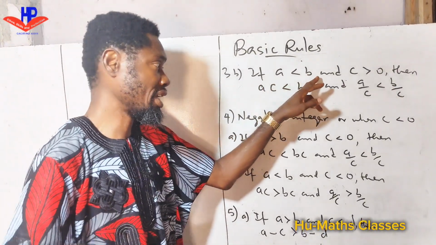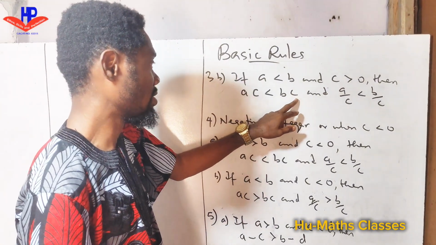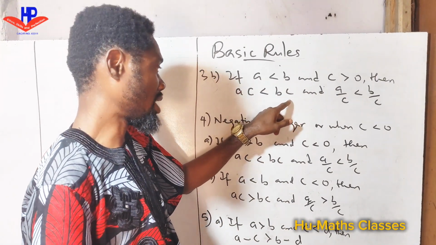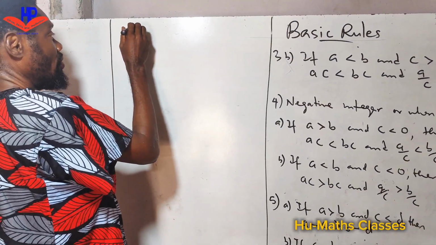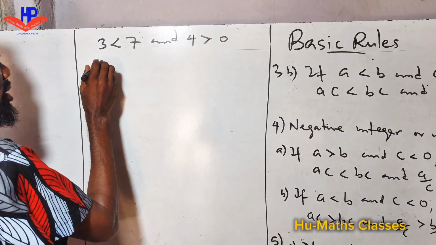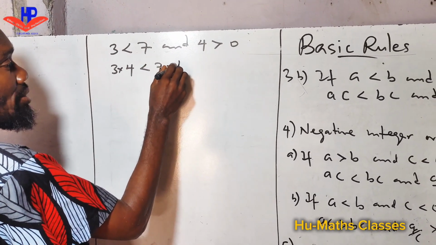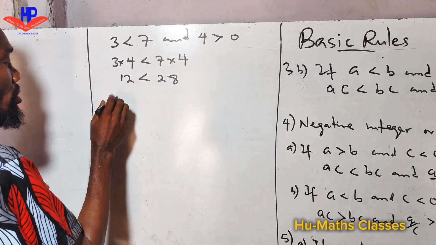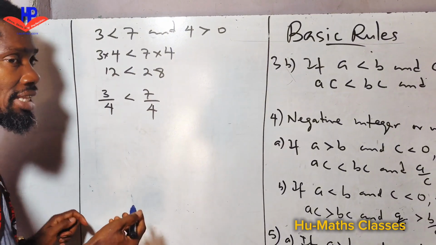If a is less than b and c is greater than 0, then a times c will be less than b times c, and a divided by c will also be less than b divided by c. If that rule is true, then let's say if 3 is less than 7 and 4 is greater than 0, then 3 times 4 will always be less than 7 times 4. That will give us 12 less than 28. Also, 3 divided by 4 will be less than 7 divided by 4 by our standard of fractions.